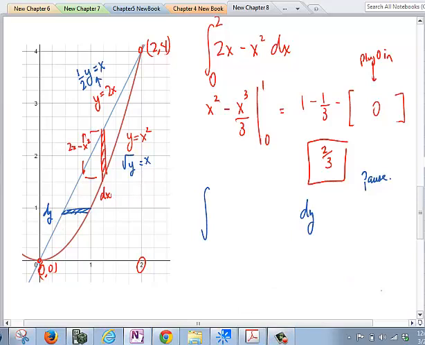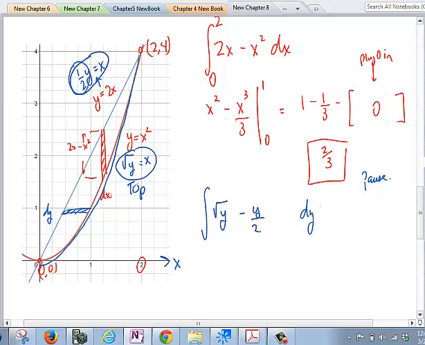Okay, and I'm back, and I hope you can see here that I changed my function, the blue function, to 1/2 y equals x, and the other function is x equals root y. This is the top function because it's higher up on the x-axis, so I'm going to have root y minus, and this is my lower function, y over 2. I'm going to integrate this time from 0 to 4.